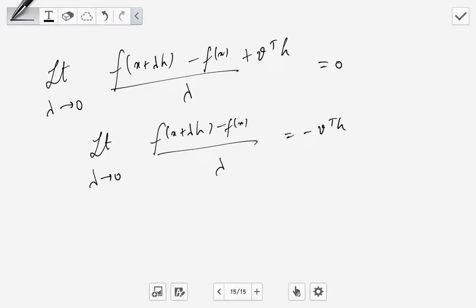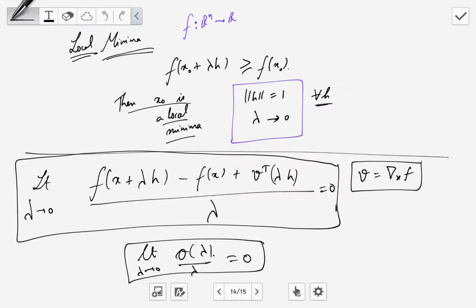And this is possible for all h, isn't it? One thing: this is for R2 system, right? Whatever we are doing is for R2? No, it's for Rn. We haven't assumed anything from R2 here. It's in Rn.